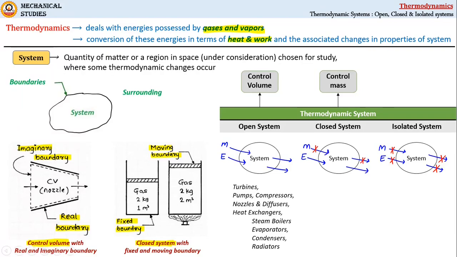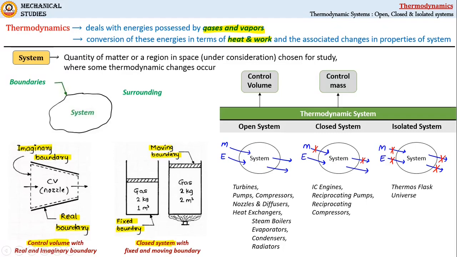Now utilities considered under closed system are the devices with piston cylinder mechanism like internal combustion engines, reciprocating pumps as well as reciprocating compressors. And the utilities which can be modeled as isolated system are thermos flask, packed foods as well as soda cans. A universe is also a good example of isolated system.